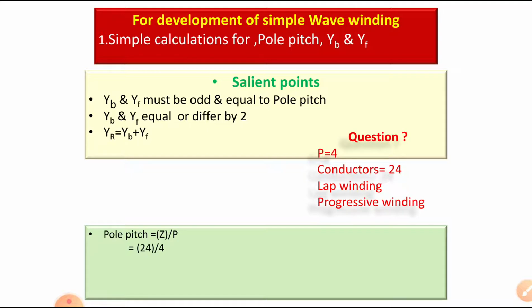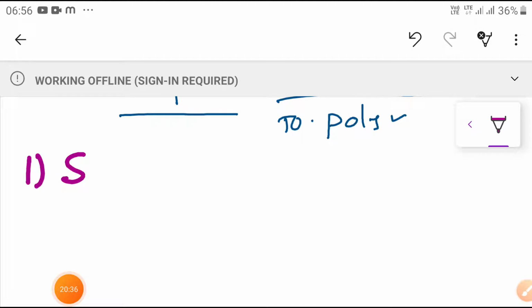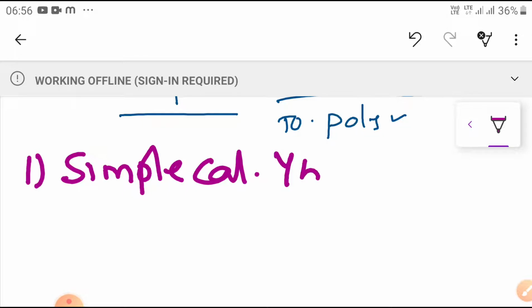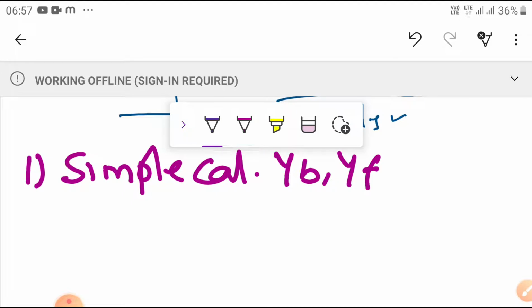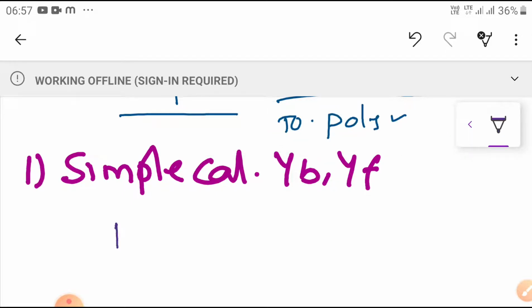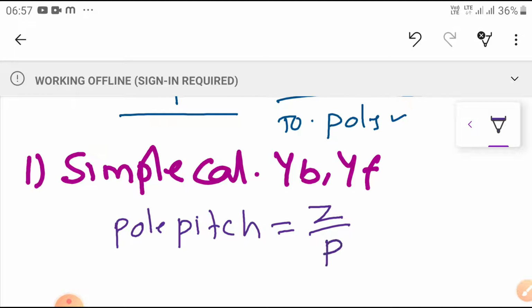So the total conductors is 24 by 4. The first step is the simple calculations: YB and YF. First of all, you calculate the pole pitch. The pole pitch is equal to the total number of conductors divided by the total number of poles. So the total number of conductors is given as 24, divided by 4, then we are going to get 6.